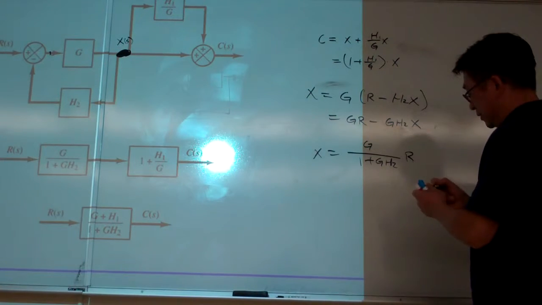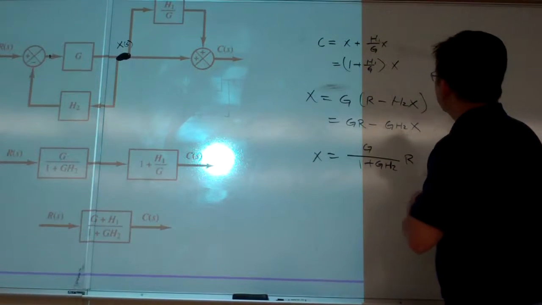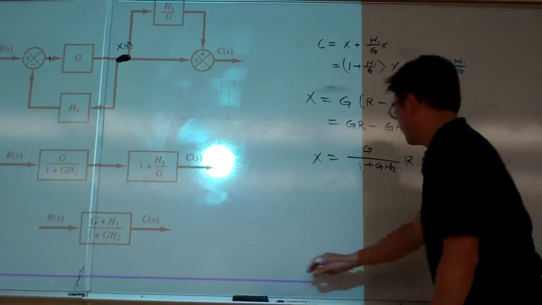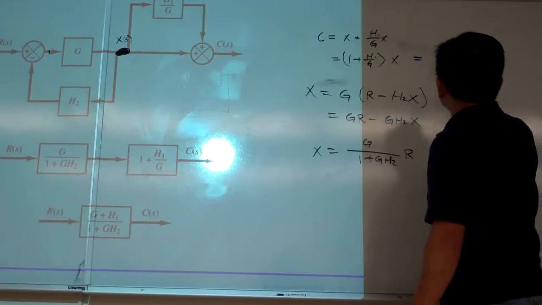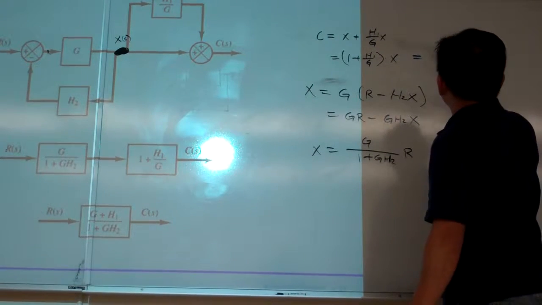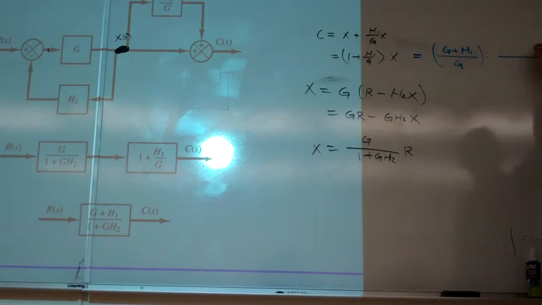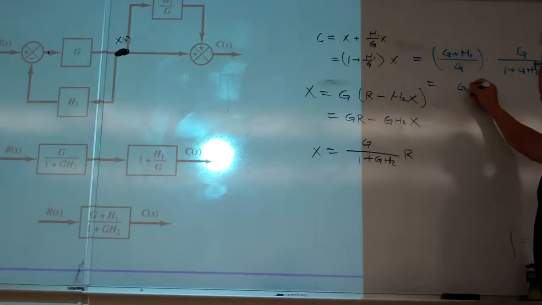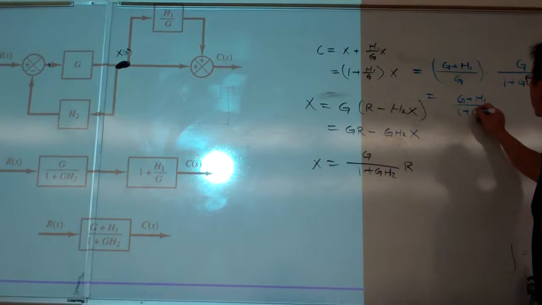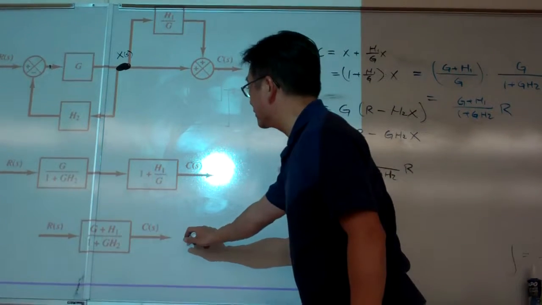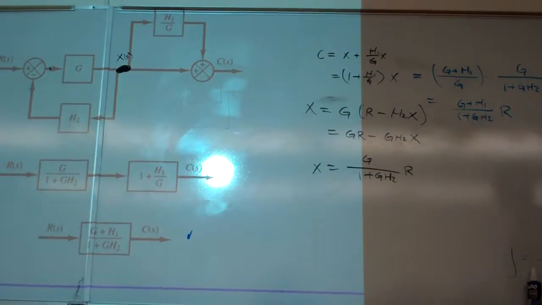Okay, so let me continue here. So C here will be equal to (1 plus H1/G), which is (G plus H1) over G, and now I introduce x here, so that is G over (1 plus GH2) times R. So from here we can do the calculation. That will be (G plus H1) over (1 plus GH2) times R. That's it. And that is this equation here. Okay.